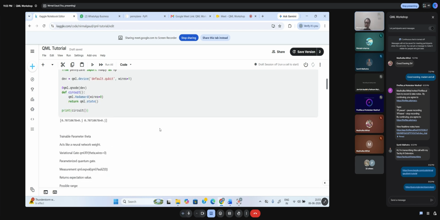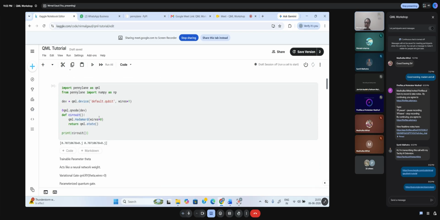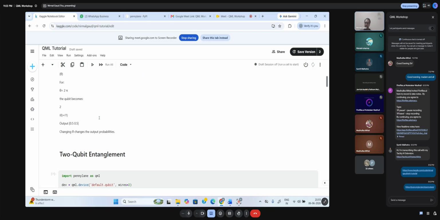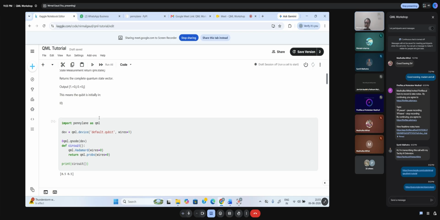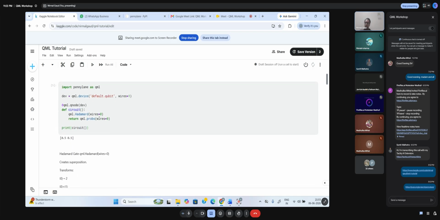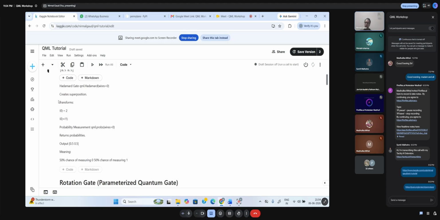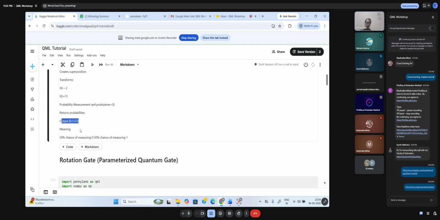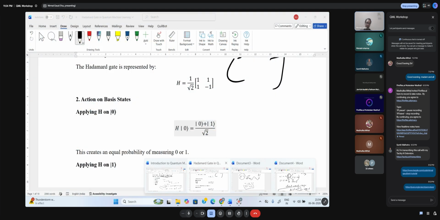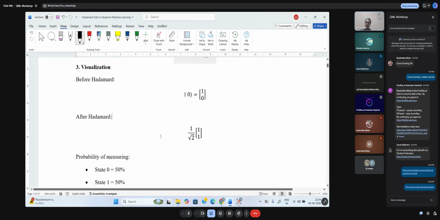All right, I'm going to show you this code. We'll run this. First we have created it. Second, I was talking about the Hadamard gate, right? Run cell number 2, where we are taking Hadamard. That will create a superposition and transform 0 into a superposition of 0 and 1. The probability measurement returns a probability of 50-50%. That's what they also mentioned here in Hadamard, that the probability will be 50-50%.